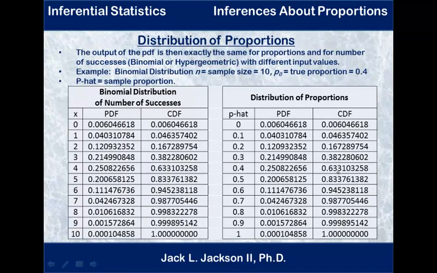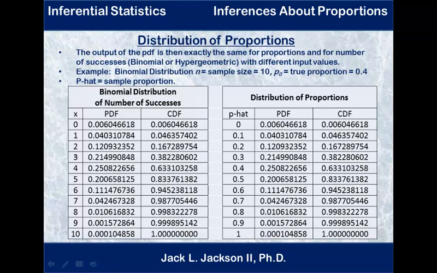So for example, let's look at this example here. On the left we have the complete table for a PDF and also the CDF for a binomial distribution where n, the sample size, is 10, P0, the true proportion in the population, is 0.4, and p hat will be the sample proportion. So on the left we have the binomial distribution. We have the number of successes going down here. It could be anywhere from 0 to 10, whole numbers only.